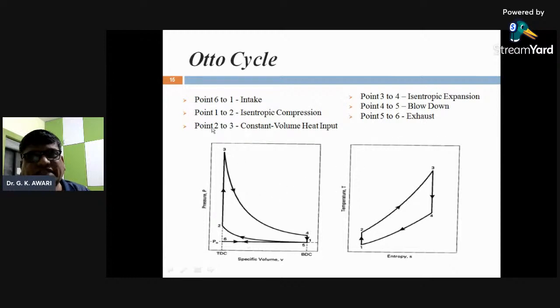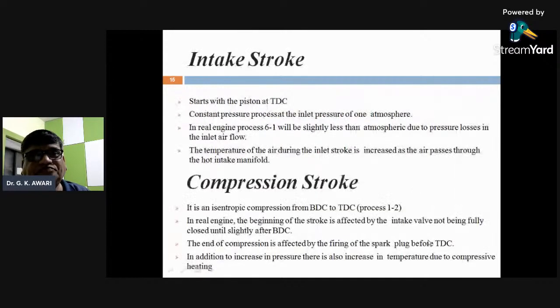So we can see that the ideal Otto cycle consists of two isentropic processes, that is isentropic compression and isentropic expansion, and two constant volume processes: constant volume heat addition, and constant volume exhaust, which means the blowdown process. So this is the feature of the Otto cycle.